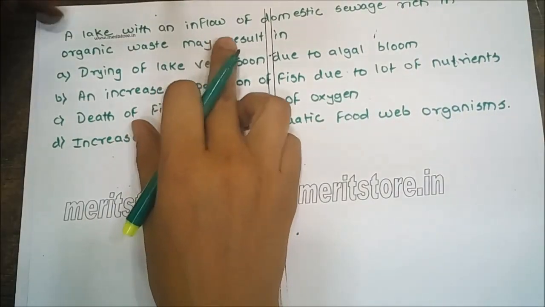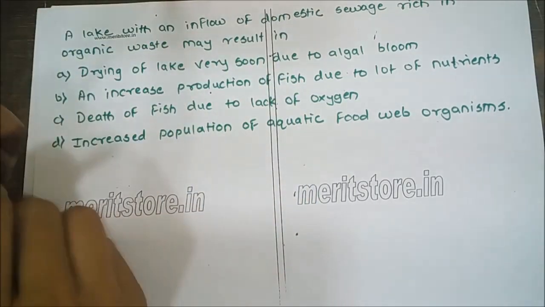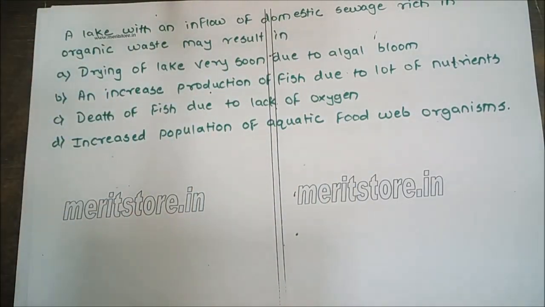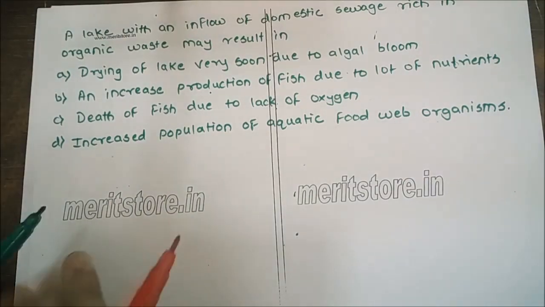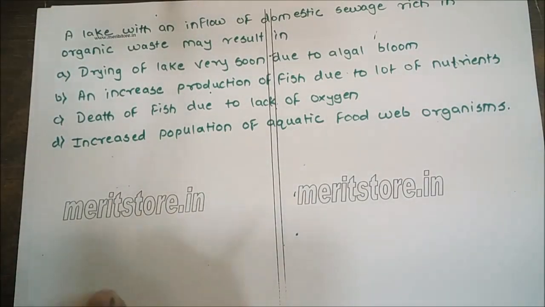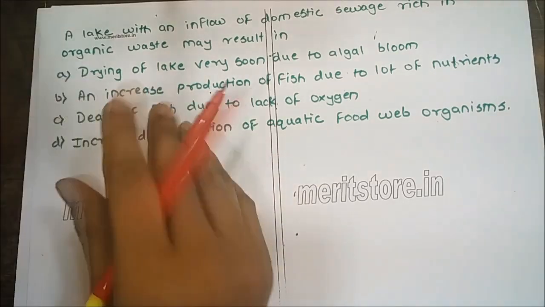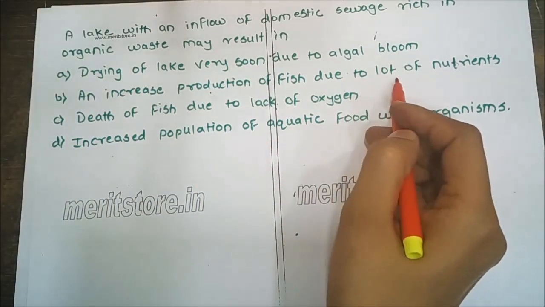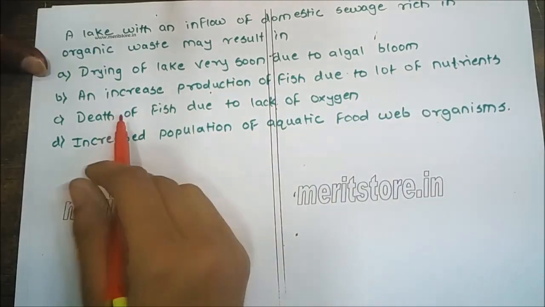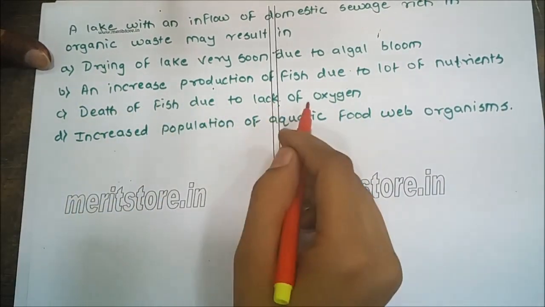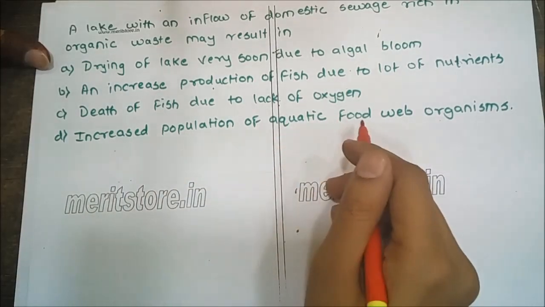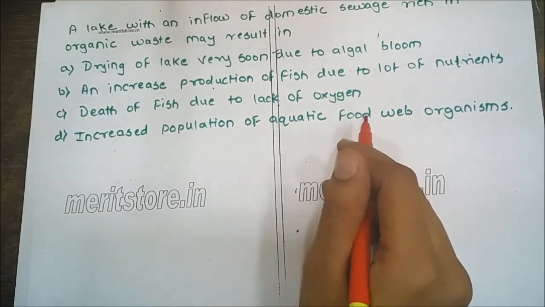A lake with an inflow of domestic sewage rich in organic waste may result in: A. Drying of lake very soon due to algal bloom. B. An increased production of fish due to a lot of nutrients. C. Death of fish due to lack of oxygen. And D is increased population of aquatic food web organisms.